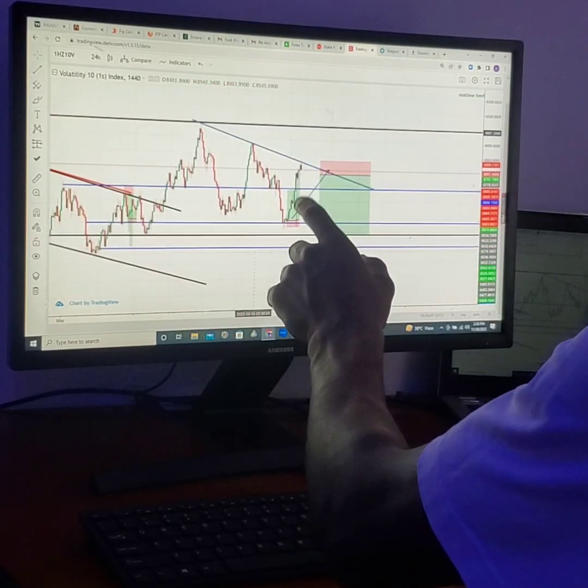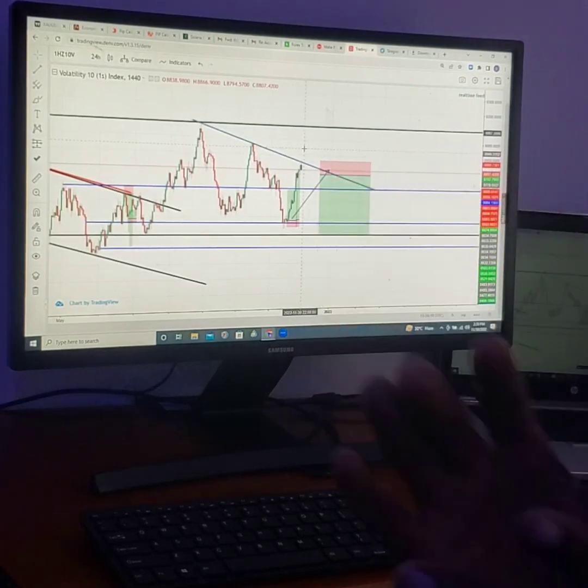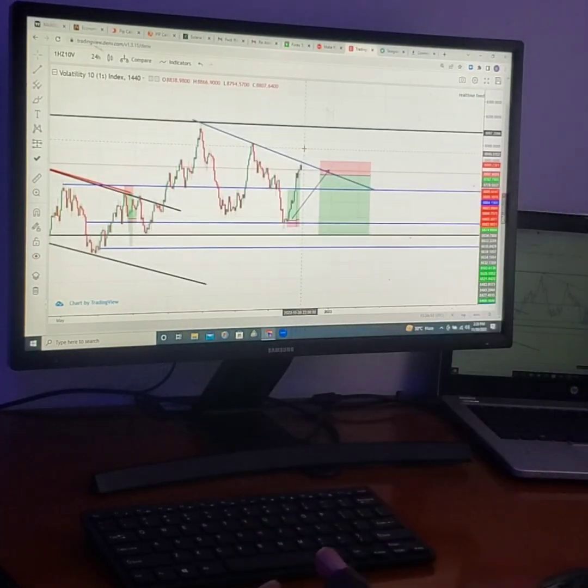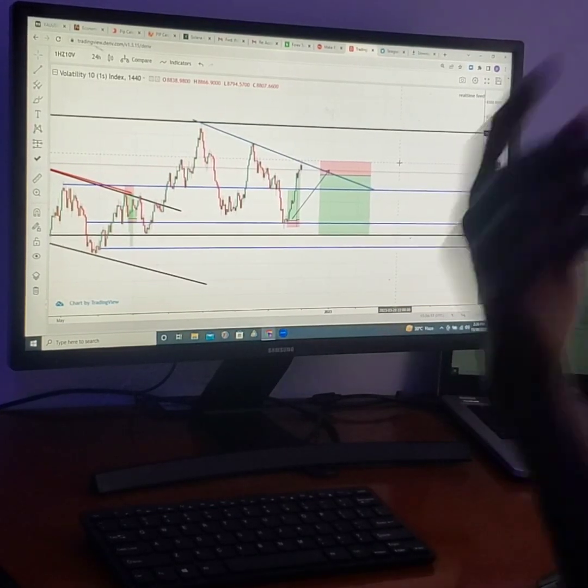However, I'm not yet in this trade because I'm still waiting for some more beautiful confirmations before I can jump into it. I'm going to share this trade with my students on the Forex Success Academy.